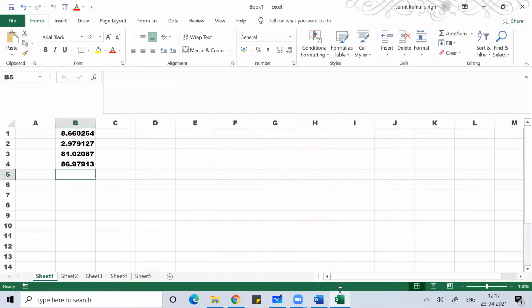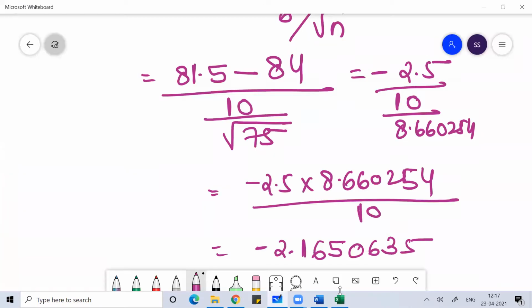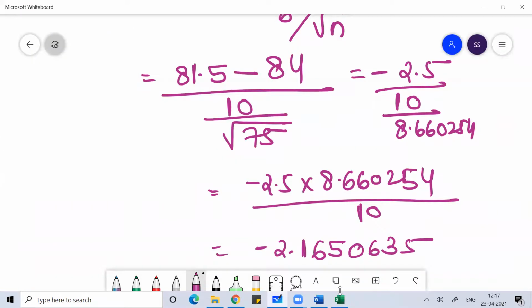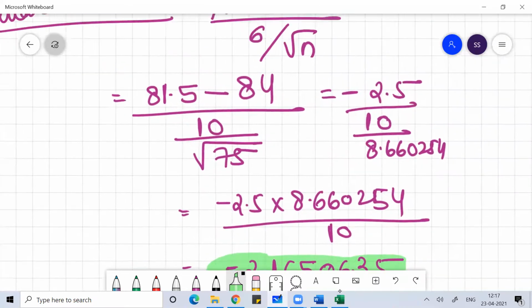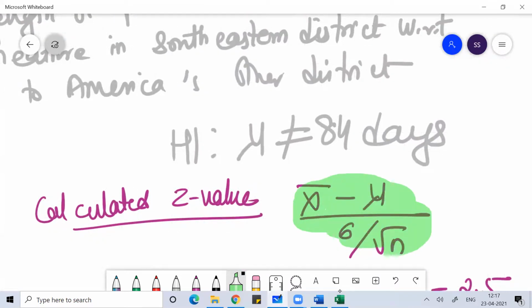Whatever value you get, multiply by 2.5 and divide by 10. You can check, you'll get 2.165064. So this is your calculated Z value. It's a very simple formula.